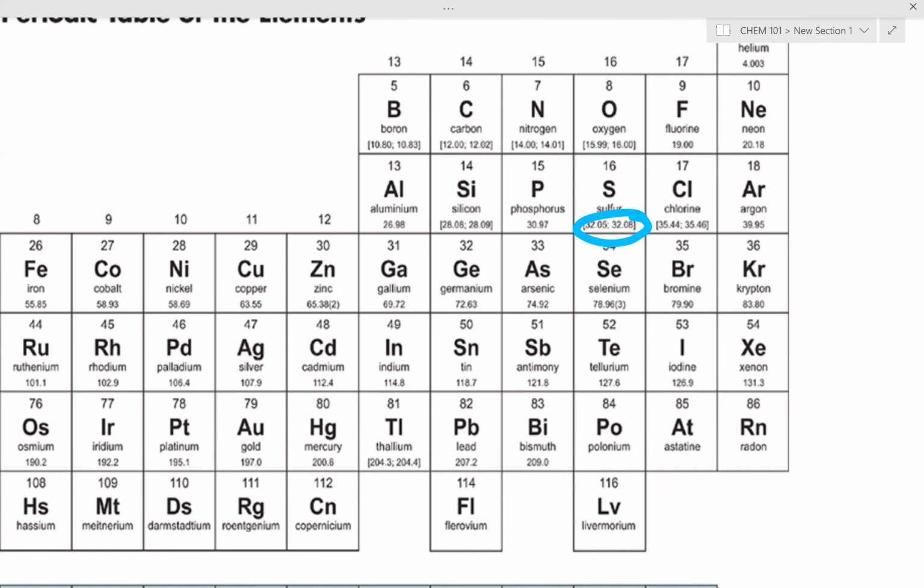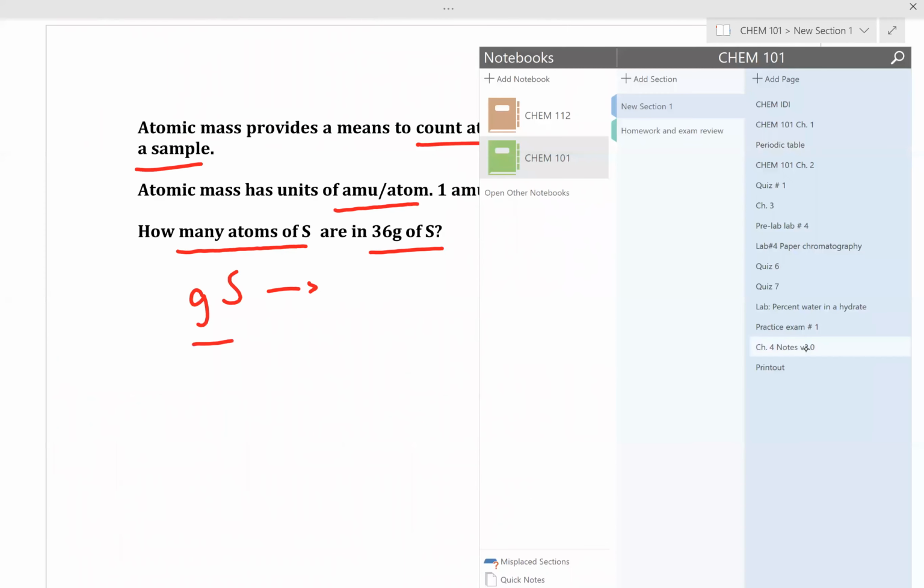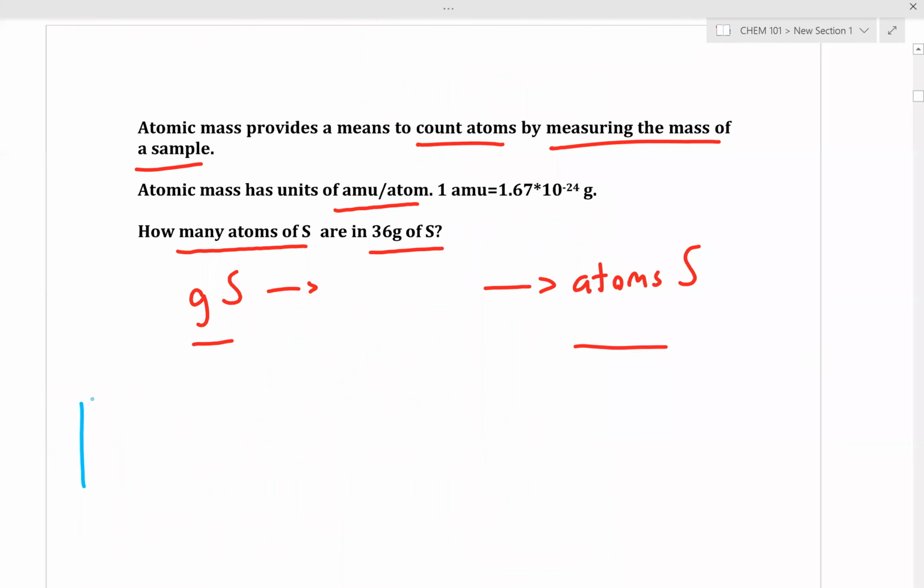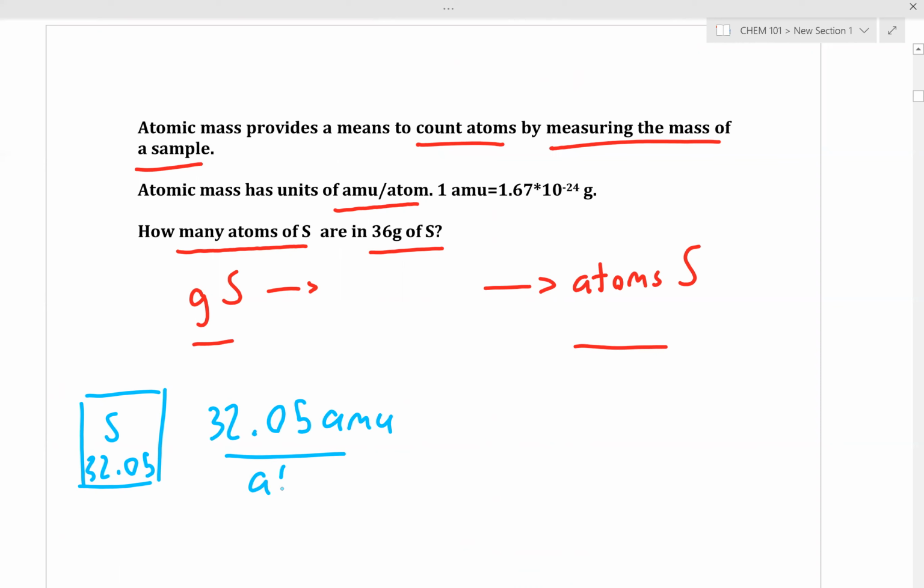About 32, okay. Now, it's really important that when we look up the atomic mass, we see 32.05. So what are the units? What are the units for atomic mass? AMU per what? Per atom, yes. So AMU per atom of sulfur. Let me make this a capital S. Okay, now that we have that established, we're going to go from grams of sulfur.